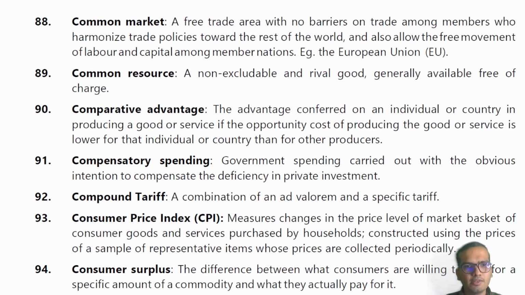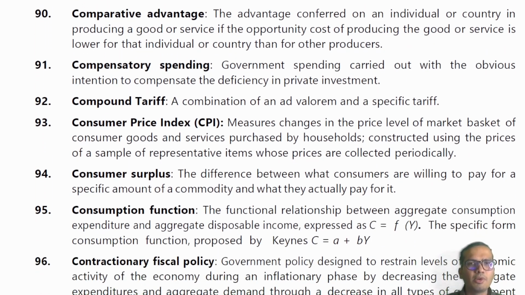Then comes common market. So a free trade area with no barriers on trade among members and harmonized trade policies towards the rest of the world, and also allowing the free movement of labor and capital among member nations. Example, the European Union, EU. Then comes number 89, common resource. So non-excludable and rival goods generally available free of charge. Then comes number 90, comparative advantage. So the advantage conferred on an individual or country in producing a good or service if the opportunity cost of producing the good or service is lower for that individual or country than for other producers.